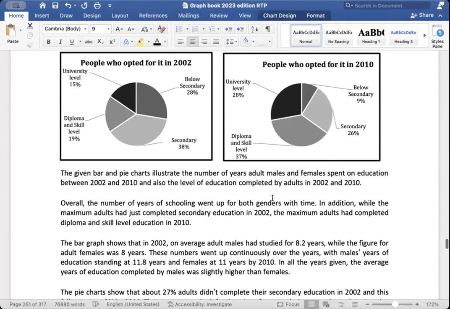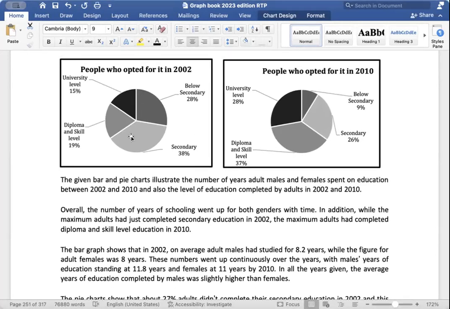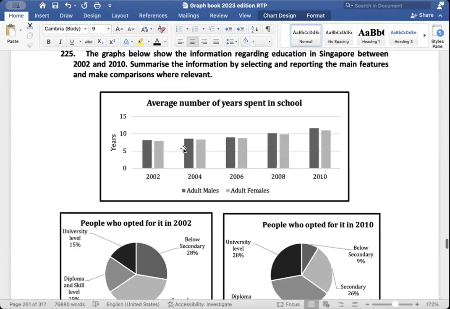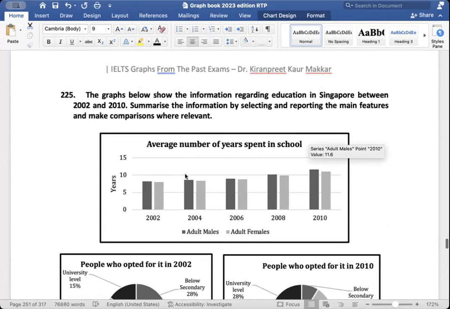Is that clear? This is the level of education. How many completed below secondary, how many secondary, how many diploma and skill level, how many university level education in 2002, and the same 4 things in 2010. Overall, the number of years of schooling went up for both genders with time. You can see it has gradually increased for both genders. The number of years they spent at school increased over time for both genders. You can write this as a gist.